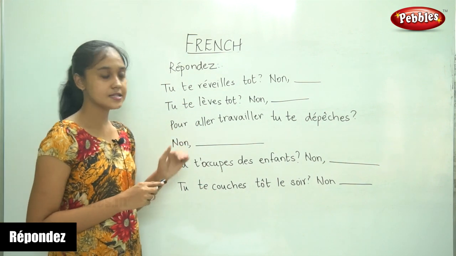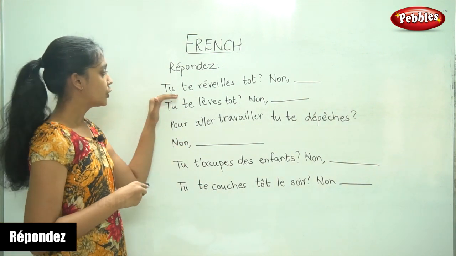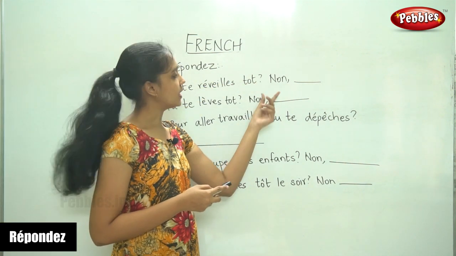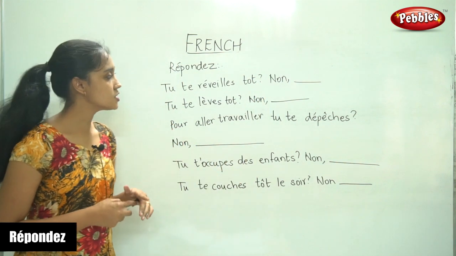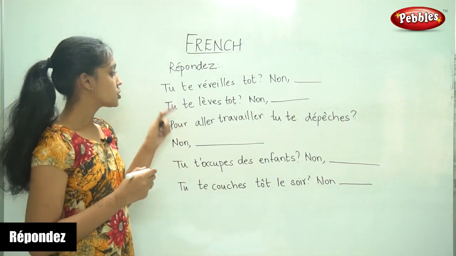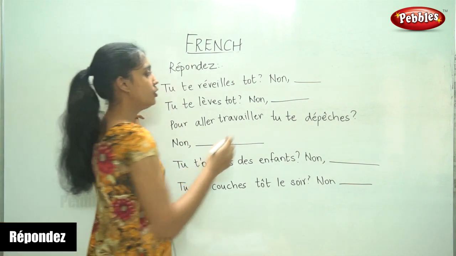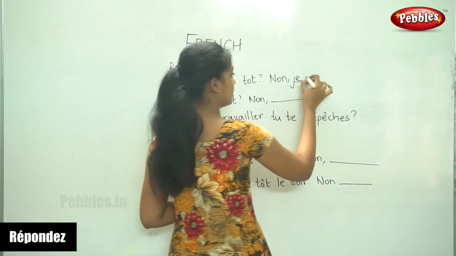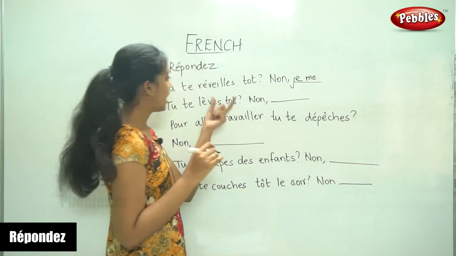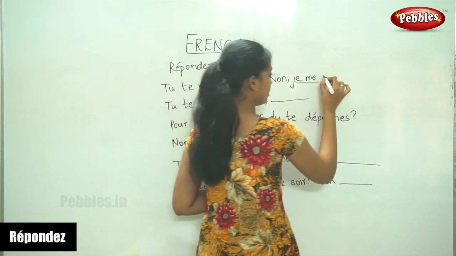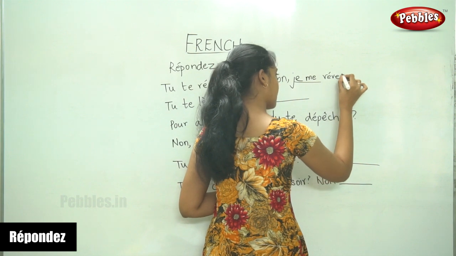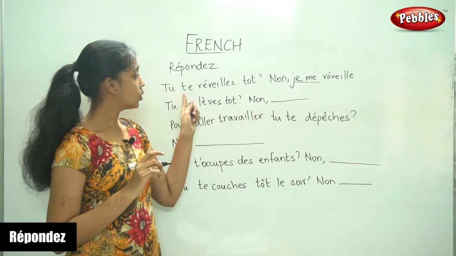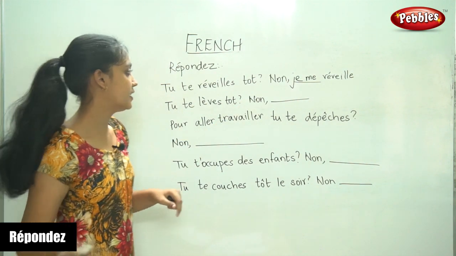Now we are going to answer the following questions. Tu te réveilles tôt? And the clue is given to us: no. So the answer should be in the negative form. So when we are answering a question, tu becomes je, te becomes m, and réveiller for je, the conjugation is. So this is how we would write, but now we need it in the negative form.